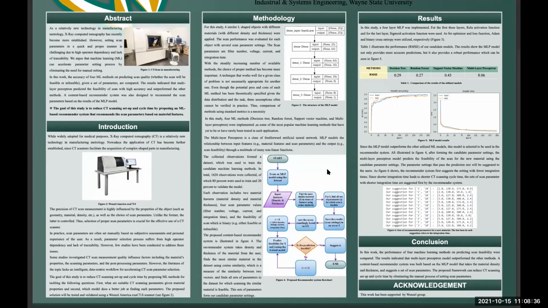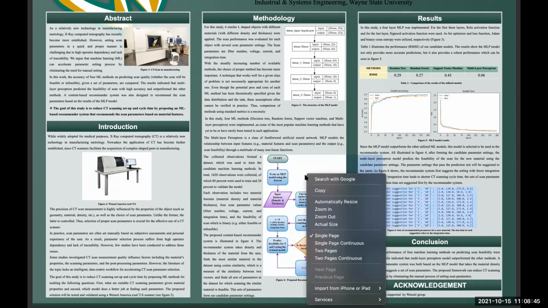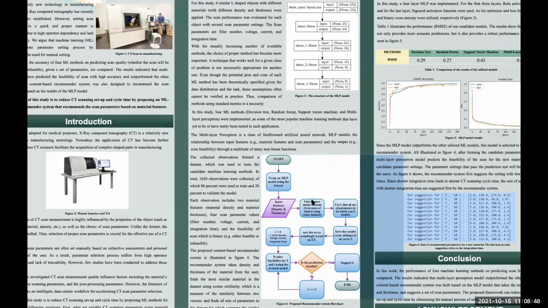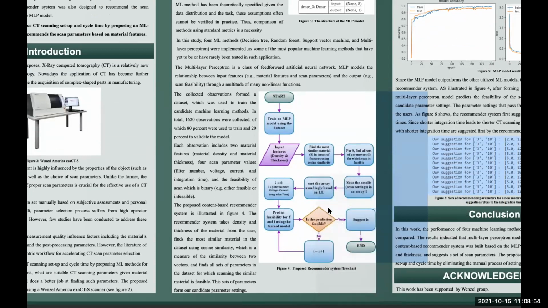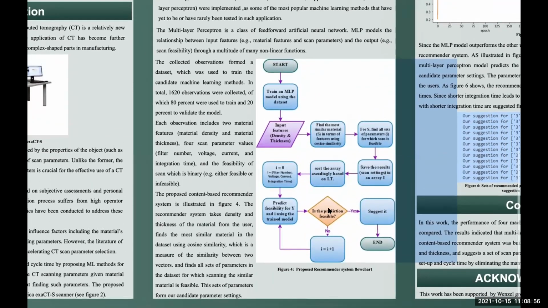In this flow chart, you can see a content-based recommender system. Let me just zoom in a little bit. In the first step, we use the multi-layer perceptron result to design the recommender system because it outperforms other methods. In the second step, we ask the user to provide their material features, including density and thickness.